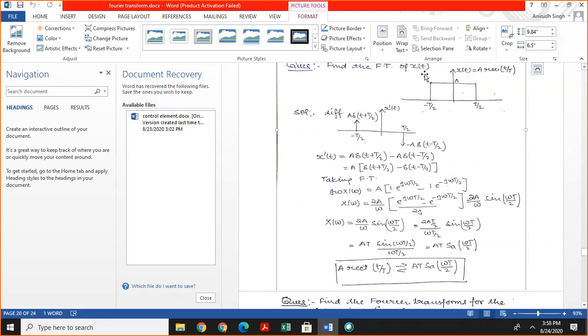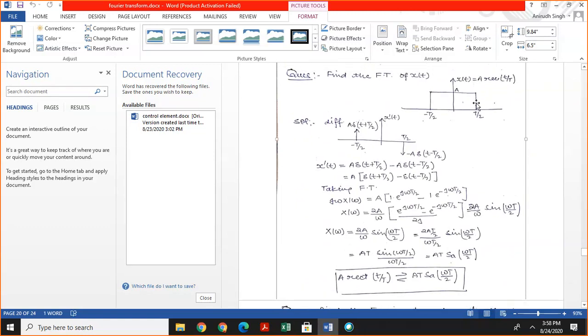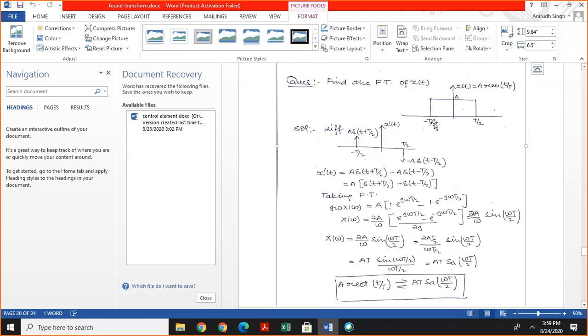Find the Fourier transform of x of t. x of t is given by this rectangular function, where A is the magnitude or amplitude of the rectangular function and T is the duration of the rectangular signal. Previously this question was solved, but in this question we solve it by using the properties of the Fourier transform.